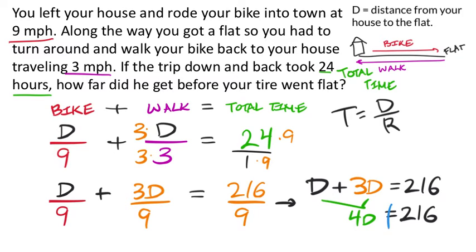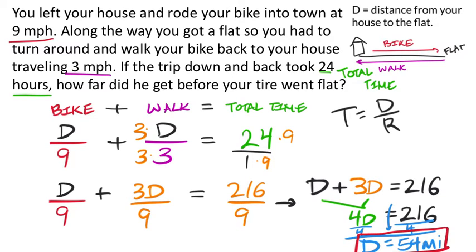So finally, to solve this, I would just divide both sides by 4. And so the distance from the house appears to be 54. Now that's 54. We were looking at miles per hour, so that's going to be 54 miles right there. That should be our answer.